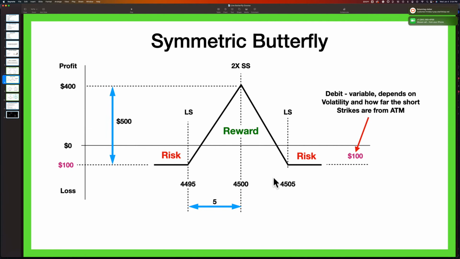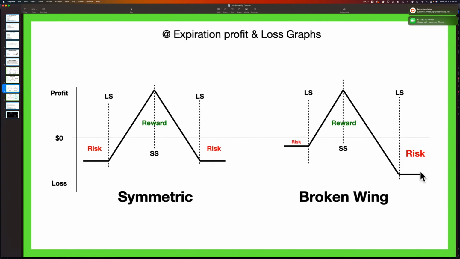So that's how you figure out the max profit. That's the width minus the debit. So here's a variation of the butterfly. This is where you don't have symmetrical wings.